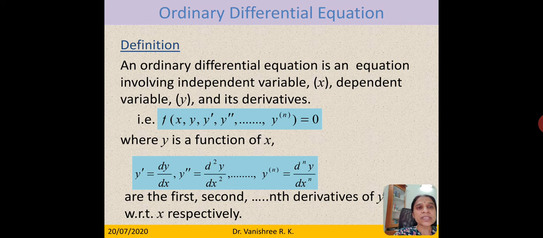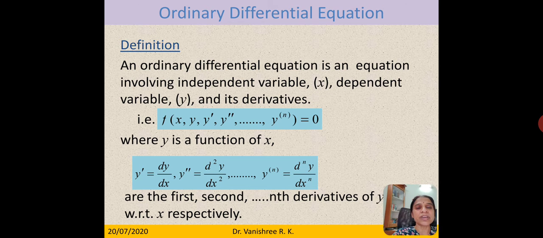So what is the definition of an ordinary differential equation? An ordinary differential equation is an equation. Of course, it is an equation. We all are familiar with equations now. It will involve the independent variable, which is usually x, the dependent variable y, and its derivatives. So for example, how will you write a general ordinary differential equation? It is a function of x, y, y dash, y double dash, and so on, up to the nth derivative of y, equal to 0.